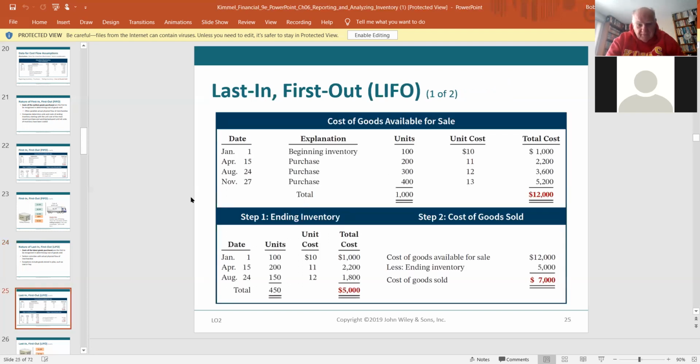Let's take a peek here. What did we sell first here? We sold 400 plus 300, that's 700.